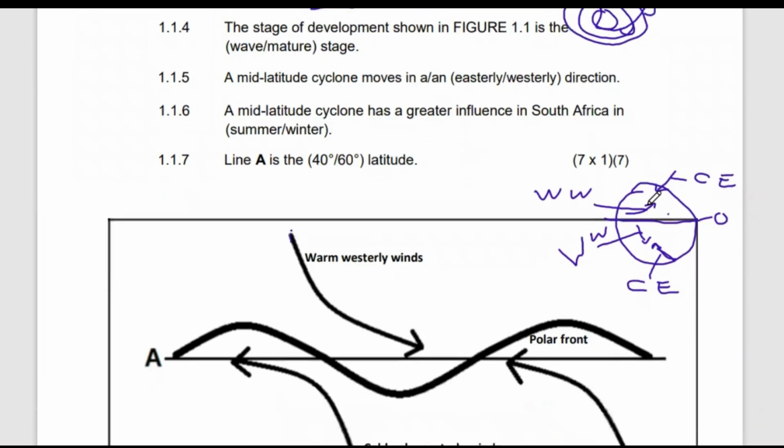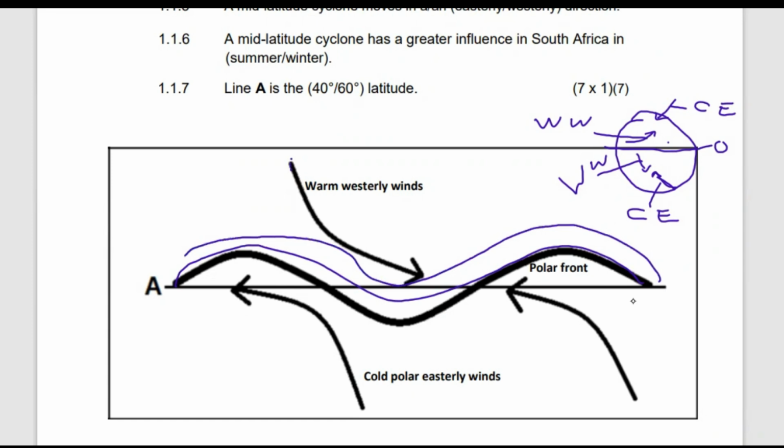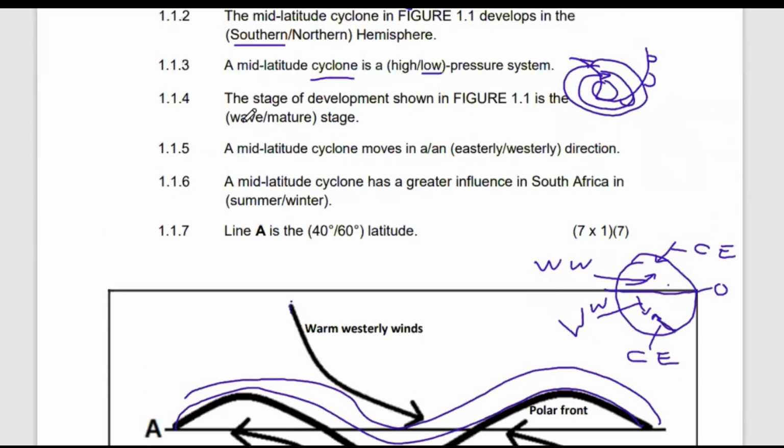But if we check on our figure once again, we are only seeing the westerly winds and the easterly winds and the polar front, which means the mid-latitude cyclone is still developing, which means it is in its wave stage. Check again here. At the polar front, you see there is a depression which has developed in the form of a wave, which is also an indication that this MLC is still in the wave stage. So our answer for this will be the wave stage.